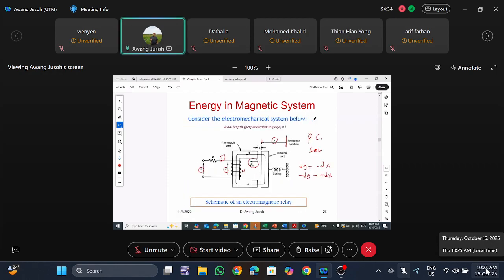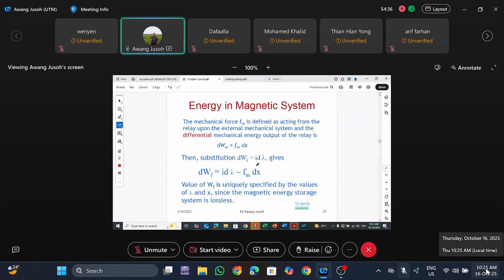Just now, mechanical force Fm is defined as acting from the relay upon the external mechanical system, and the differential mechanical energy is given by this one. So basically, when force appears there, the differential mechanical energy happens when the force produces movement by a certain distance. That is the formula for the energy stored in mechanical.